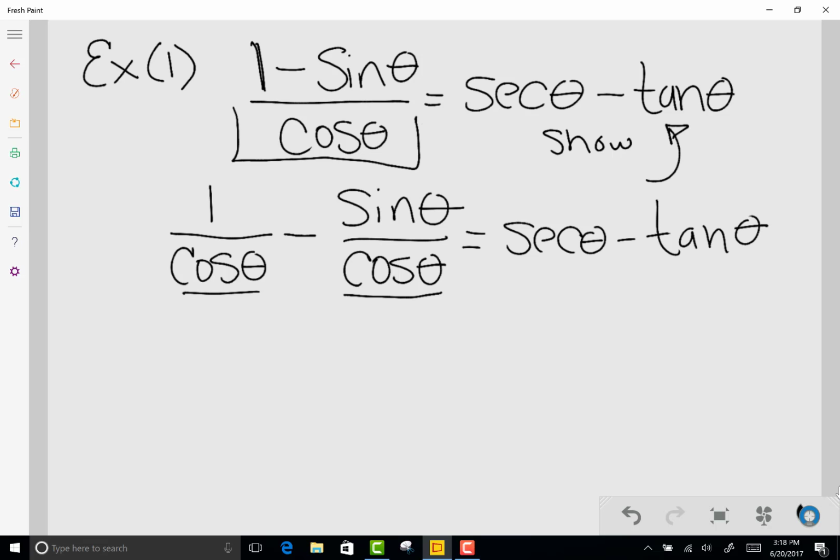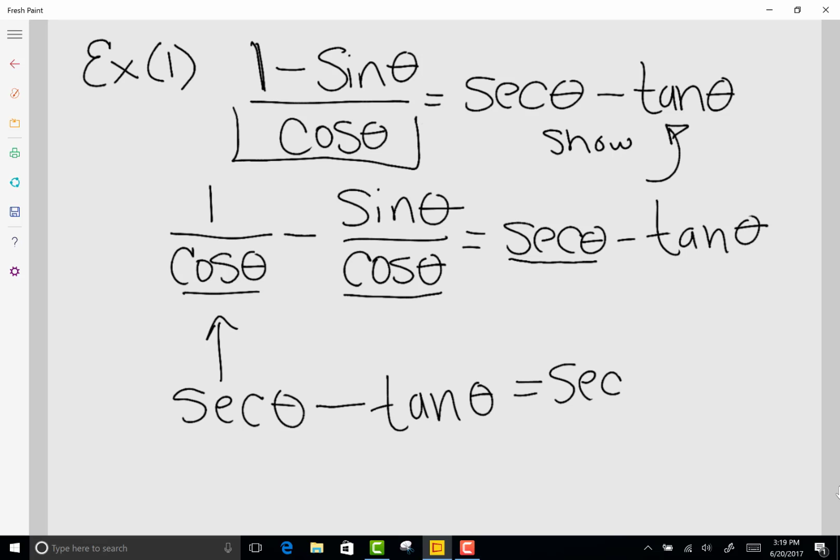Well, using my knowledge of the fundamental identities, I know that 1 over cosine theta is equal to secant, which is what we're trying to get to. I'm trying to prove that these are equal to secant theta and tangent theta. So I'm going to rewrite 1 over cosine theta as secant theta. That's one of our reciprocal identities. Minus, and I know that sine theta over cosine theta, that's one of our quotient identities. I know that that's equal to tangent theta.